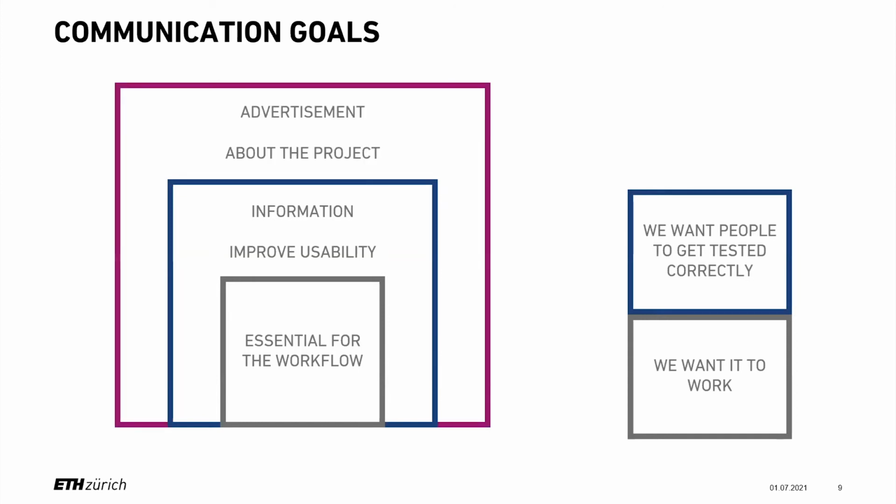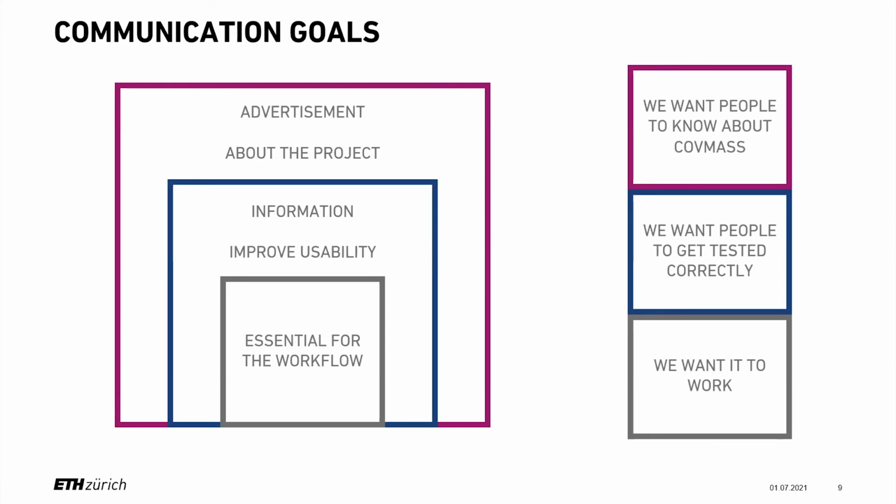And the last one is probably the most fun and creative one. It's advertisement and communication about the project and documentation. This includes things like posters or advertisement in the buses, with the goal that we want people to know more about CoVMass. It gives you the possibility to highlight collaborations. It's very important to get more people to use CoVMass, to really reach them. And it also gives you the possibility to get your messages across.